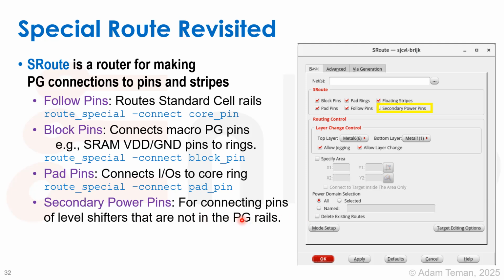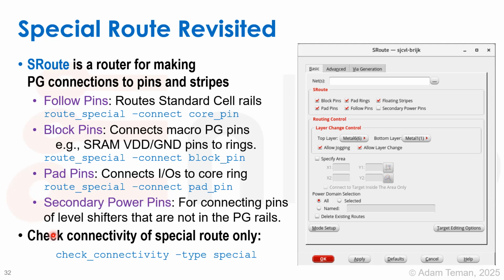After doing this, we should check the connectivity of the special route. So if we do check connectivity, which is basically our LVS type of command in Innovus, we're going to get a lot of errors at this point because we don't have our whole design connected, we don't have signals connected, and so forth. So we're going to run check connectivity with minus type special, and then it will only check the connectivity of the special route. Okay, so if we do that, it should show us which VDD and ground, which PG pins are not connected inside our design.